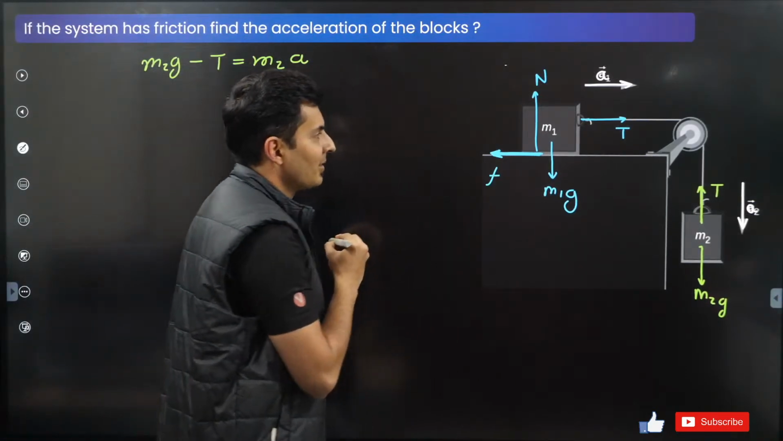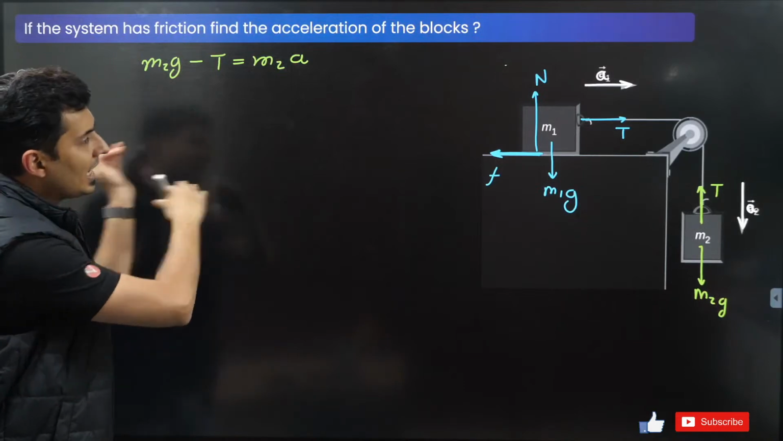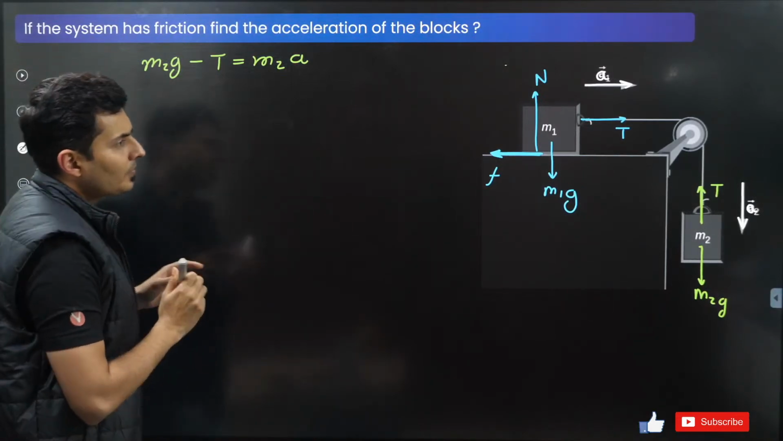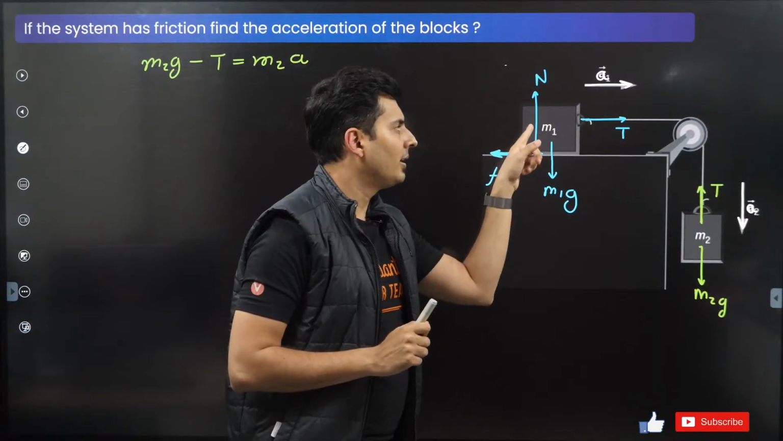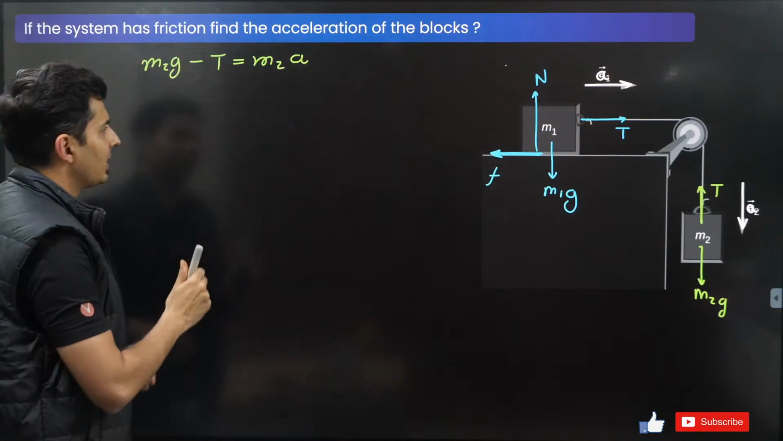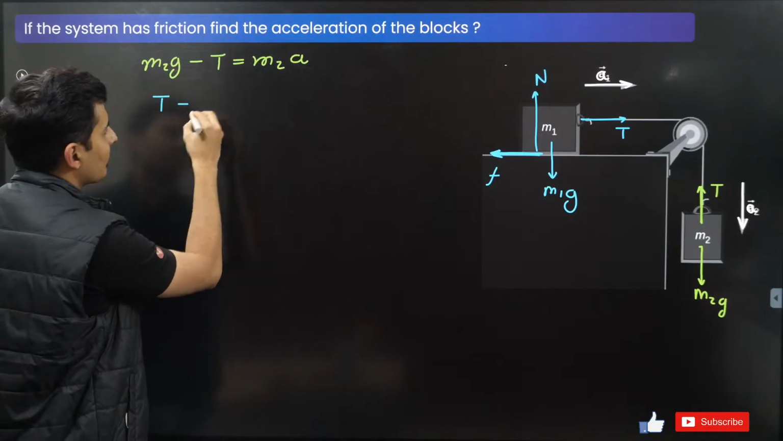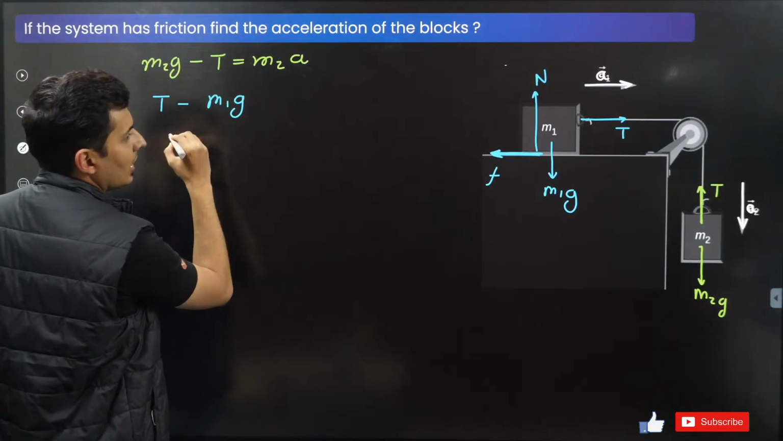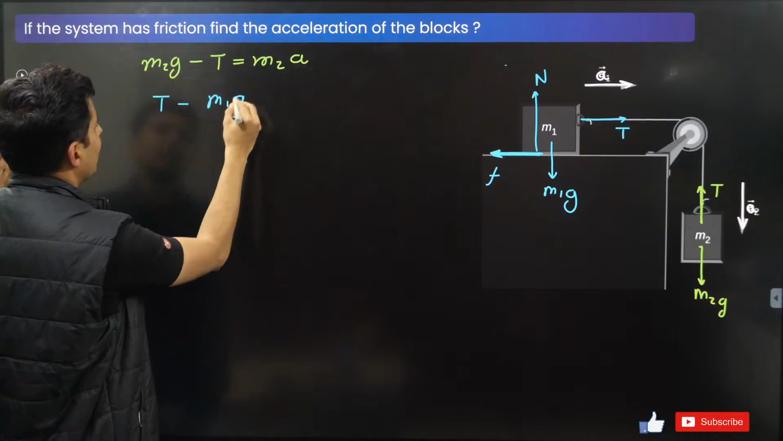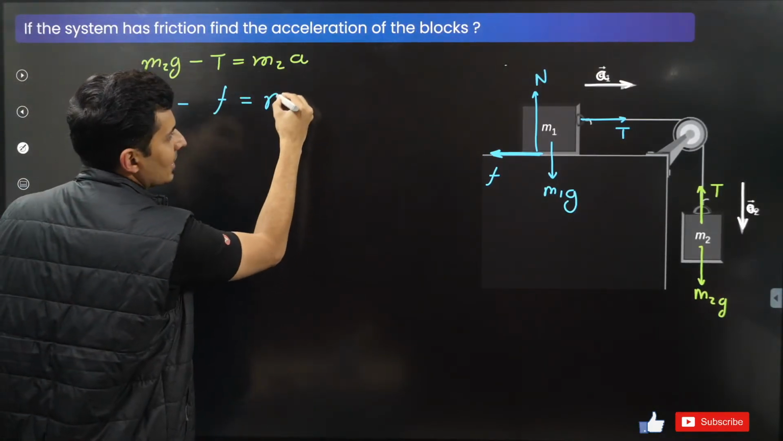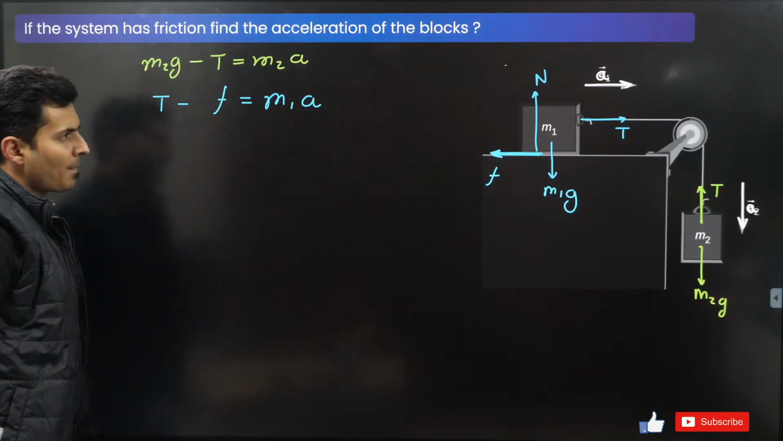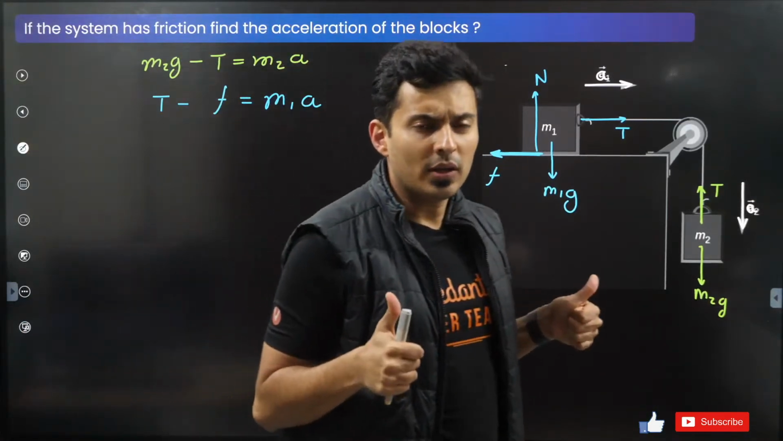So friction over here. Okay. So in the x direction, what am I going to say? M1 will get pulled by T and opposed by F. In a net result, acceleration is towards the right. So tension minus friction is nothing but M1 into A. Cool? Everybody with me on this?